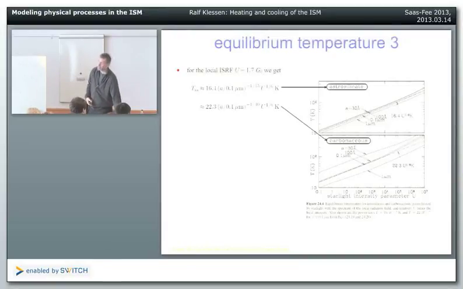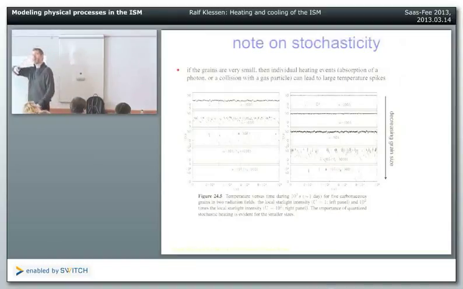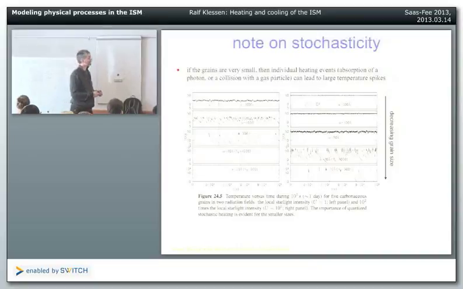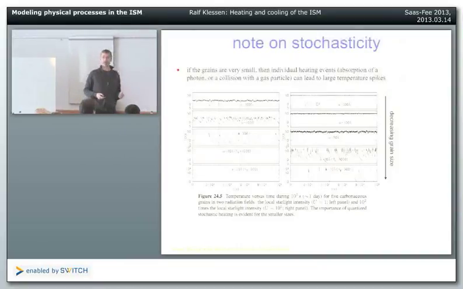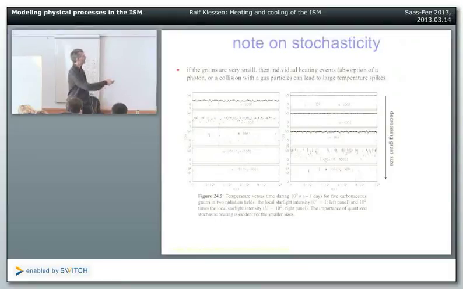So there is one note I should make. This was all integrated. Effects like stochasticity do not appear, which is fine for large grains, because they have lots of thermal inertia. If a photon hits a large grain, it's just an epsilon effect. Its temperature with absorption is almost constant.